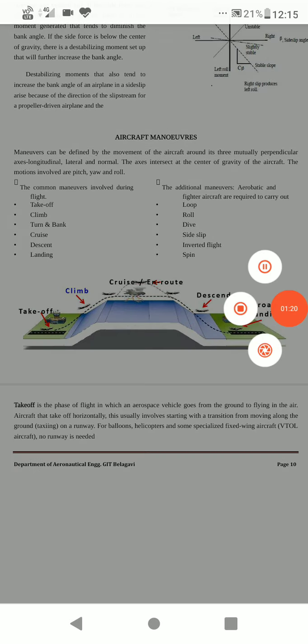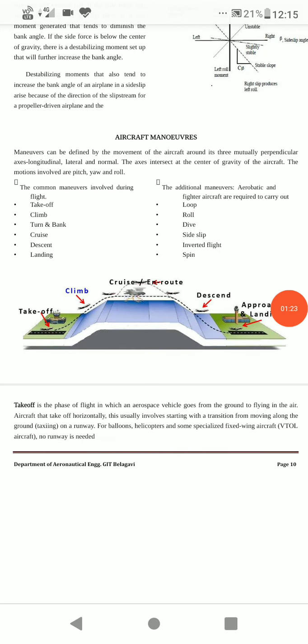So, aircraft maneuvers. The common maneuvers involved during flight are takeoff, climb, turn and bank, cruise, descent, and landing. These are called the basic maneuvers which are required for the aircraft. In addition to that, some fighter aircraft or fighter jets will do additional maneuvers. They are called loop, roll, dive, side slip, inverted flight, spin, etc.